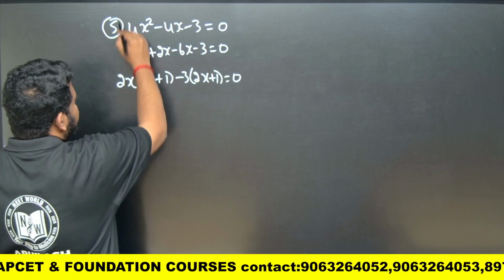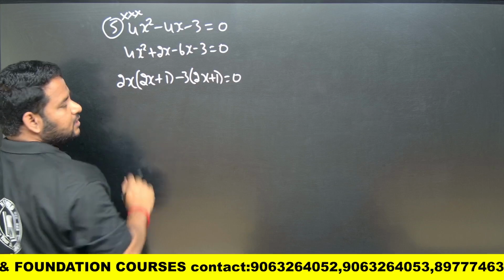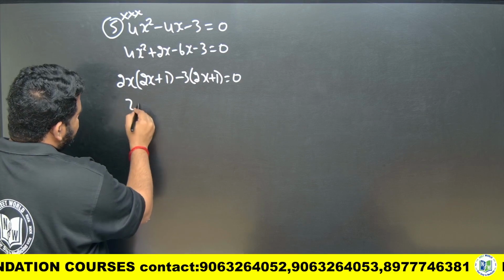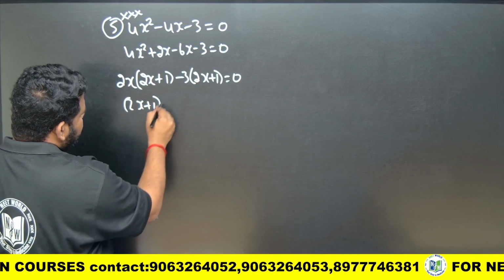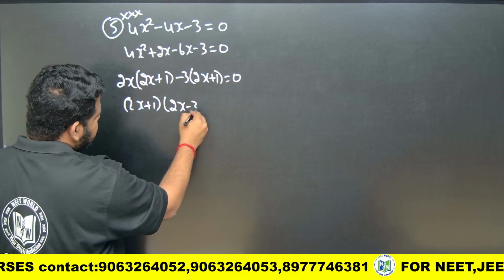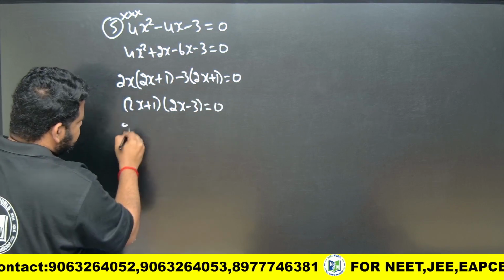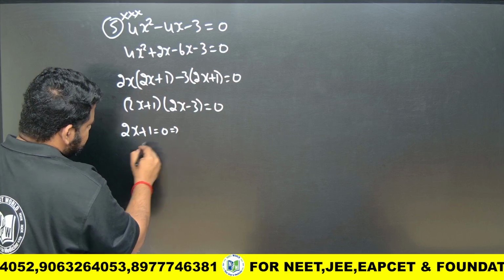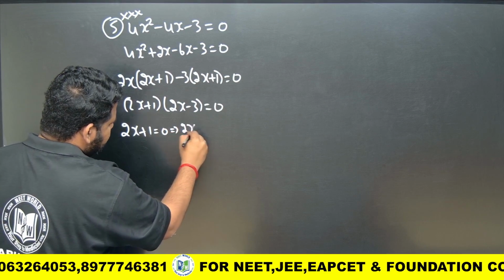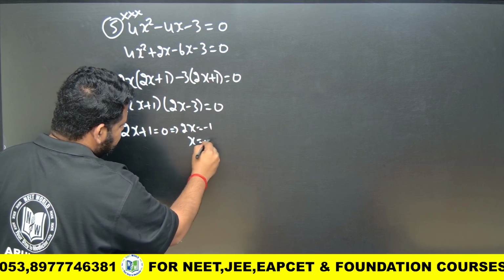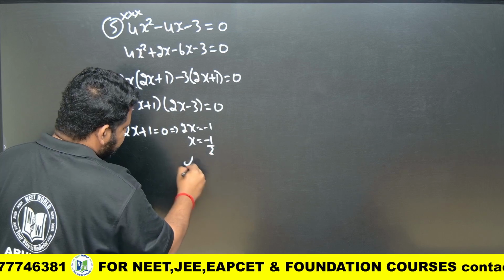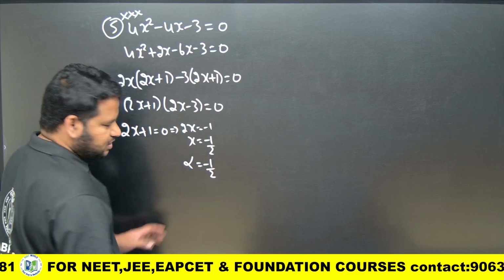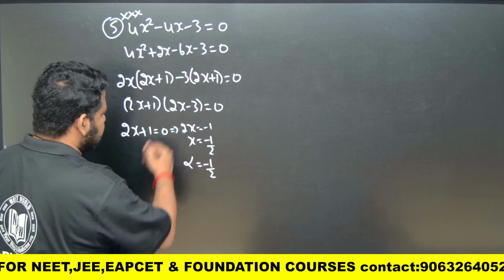This question is important because it is a little tricky. Now, 2x plus 1 into 2x minus 3 is equal to 0. Now I have 2x plus 1 is equal to 0. This implies 2x is equal to minus 1, so x is equal to minus 1 by 2. So alpha will be equal to minus 1 by 2.